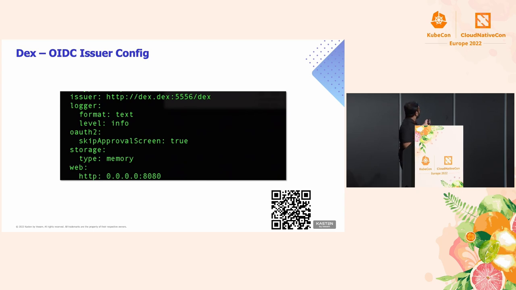And then you have the web config, which indicates the clients that it allows to connect to Dex. In this case, we're allowing all clients to connect to Dex. And it's going to listen on port 8080.